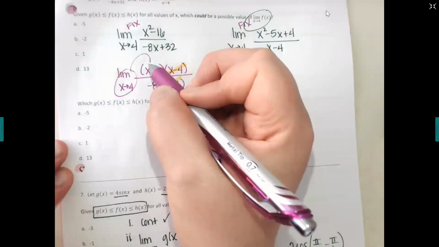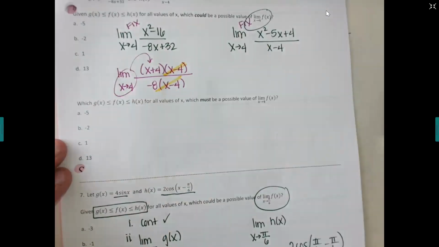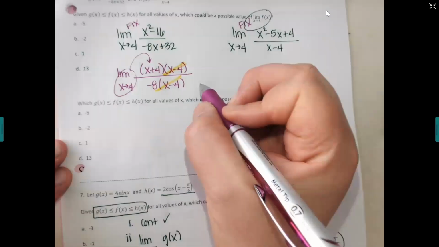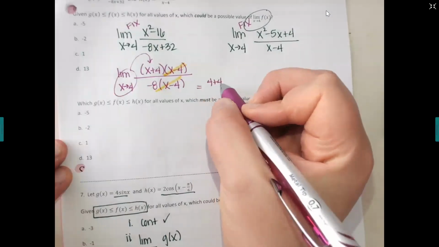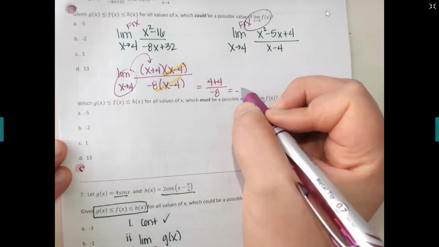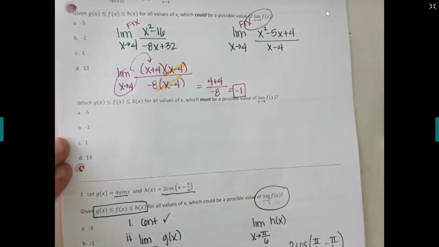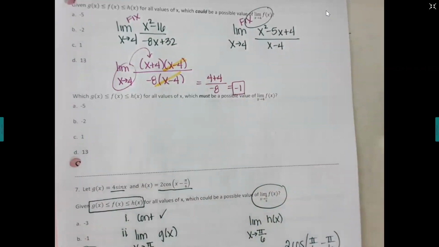So if x is approaching 4 here, that would be 4 plus 4 on top, which is how many? 8, and then divide that by -8, I get -1. So G's limit is -1. Let's now do F's limit.